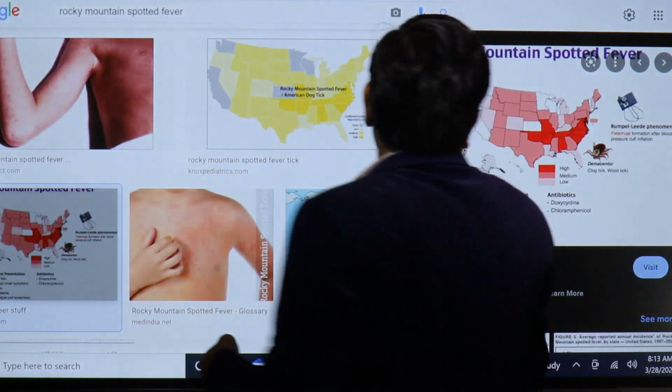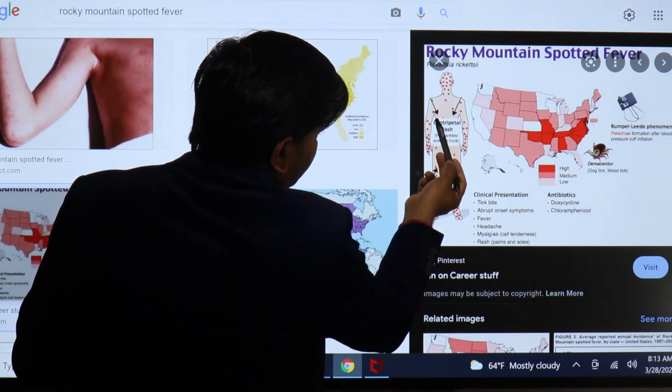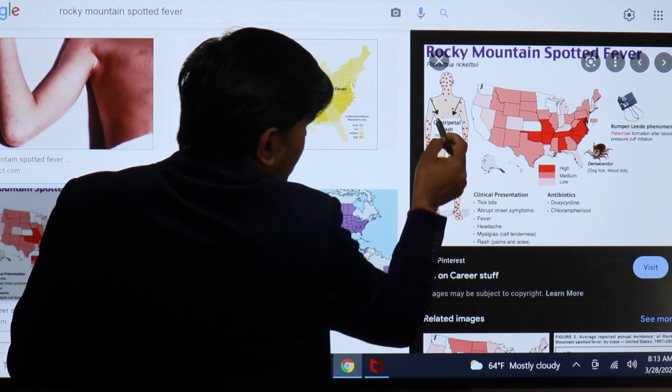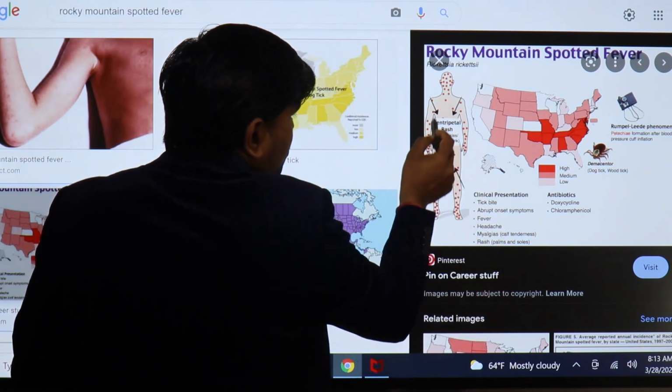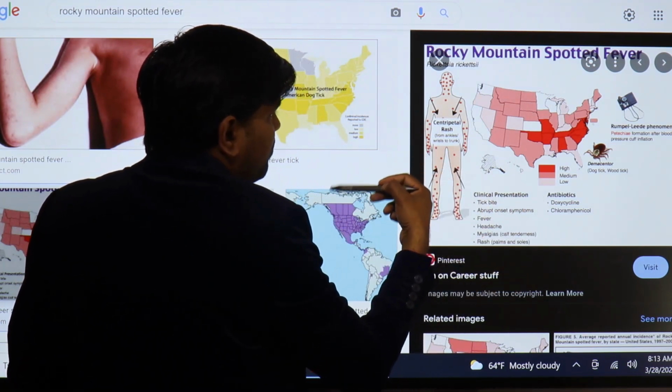Now coming to this centripetal rash, this is explained again. You can see it goes from the periphery, from ankle and wrist, to the trunk. So this is from periphery to the center. If you know the physics, there is a centripetal force and a centrifugal force.